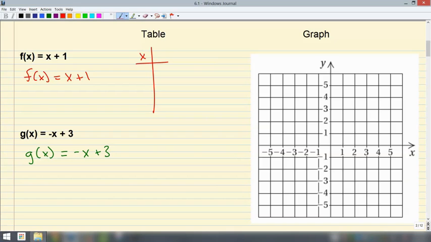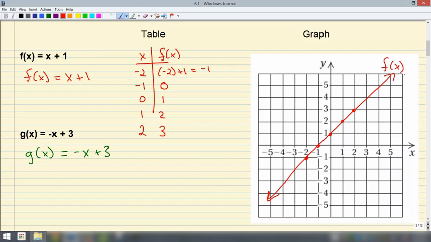So we'll have an x and f of x. And we're going to pick 5 points, negative 2, negative 1, 0, 1, and 2. And so when we plug in negative 2, that becomes negative 2 plus 1, which equals negative 1. And you get a graph that looks something like this. So this would be f of x. And the red line represents all the solutions to f of x. All of these ordered pairs are solutions to the function. Let's do the same thing for g of x.